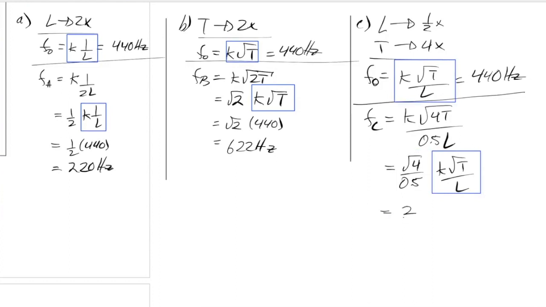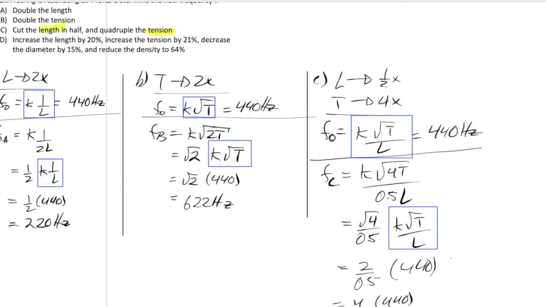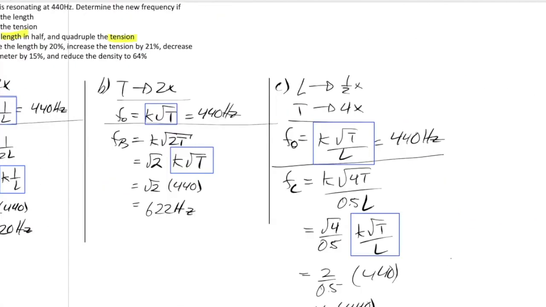All right. So that's going to be 2 over 0.5 times 440. It's 4 times 440, 1,760 hertz. And that's quite a high frequency. One could say that it actually hertz. No? All right. And let's take a look at part D.